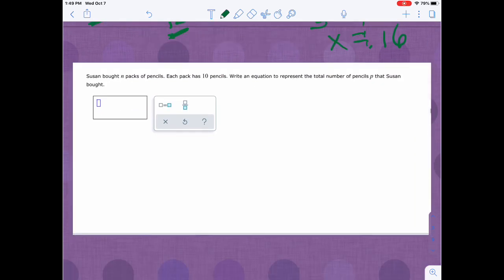Susan bought N packs of pencils. Each pack has 10 pencils. Write an equation to represent the total number of pencils. P. There's my variable that I'm supposed to use. Okay, so when I buy a pack of pencils, N, each one has 10 in it. So I can multiply 10 times the number of packs that I bought, and I will know the total number of pencils. So 10N equals P. And that might be it for lesson 2-1.